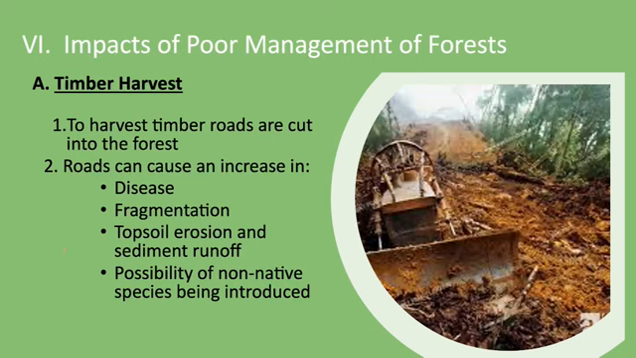So what happens when we don't manage forests well? Let's look at the different aspects of poor management of forests. First of all, timber harvest. To harvest timber, roads are cut into the forest. And roads can cause an increase in disease, in habitat fragmentation because we're building a road right in the middle of a habitat, topsoil erosion and sediment runoff, and the possibility of non-native species being introduced.